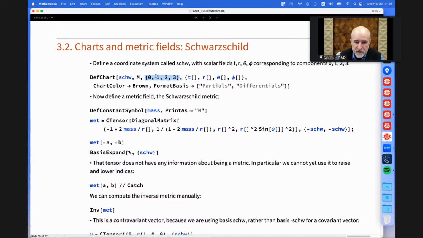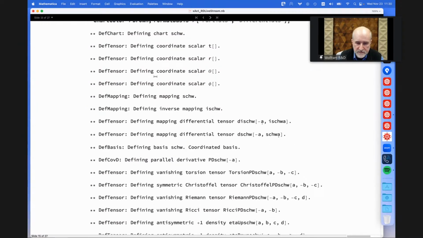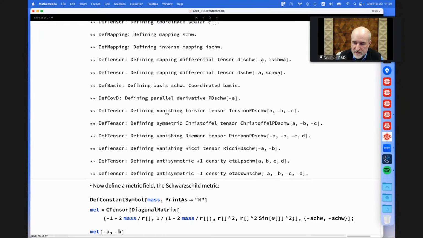If you need to refer to components, we will use these numbers, 0, 1, 2, 3. And these are the scalar fields, and notice that these still have brackets. That's because they are scalar fields. They are going to be called this way. Now, as I said, every chart and basis has a color. It's going to be brown for us. And we are going to use a different typesetting for these objects than the default. Okay. In xAct, you always get messages reporting which things are being defined.